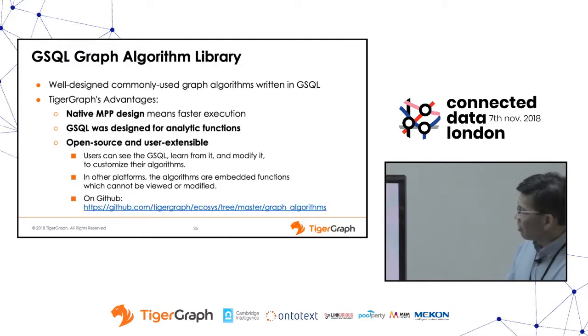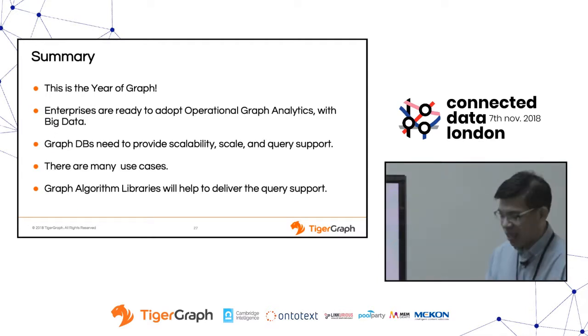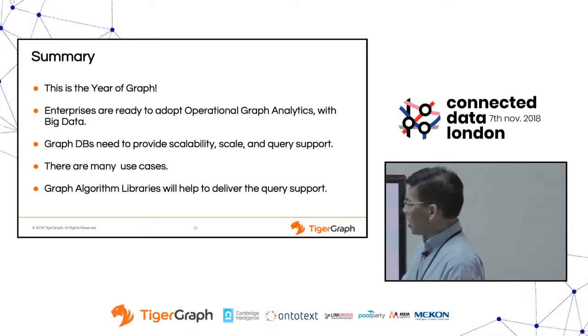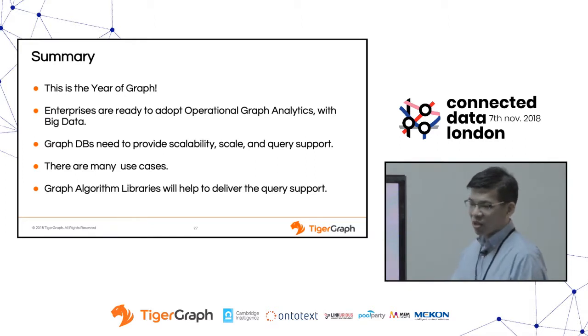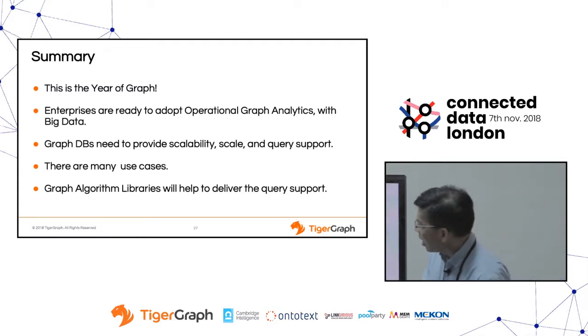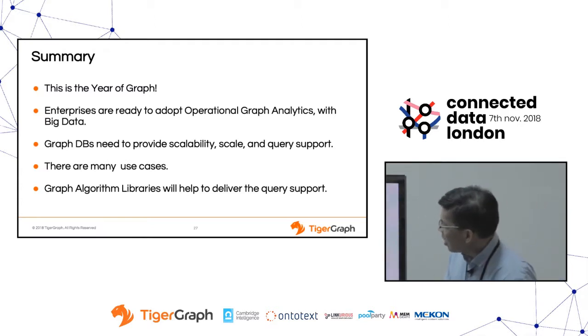TigerGraph now has a nice graph algorithm library, and the key to it is that it's open source. Our engine is designed for this type of analytics. These are not embedded functions. They are written in GSQL, our query language. You can look at them. You can modify them. They run very well. I personally wrote some of them.